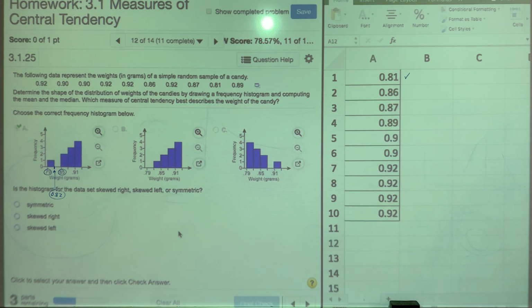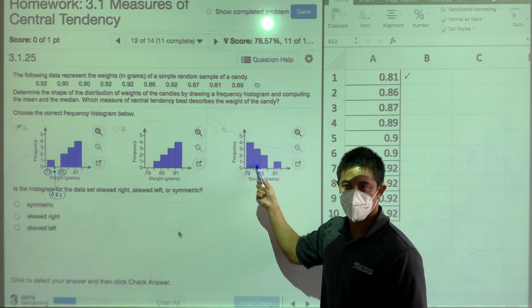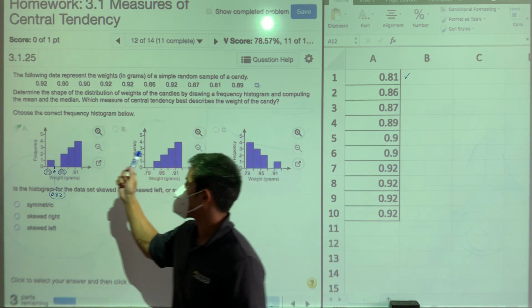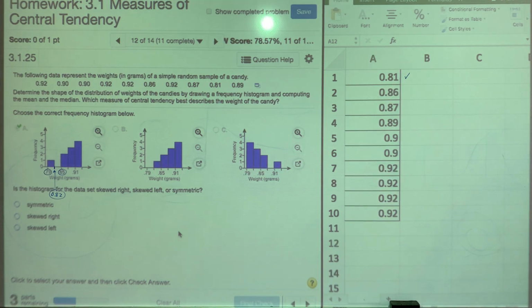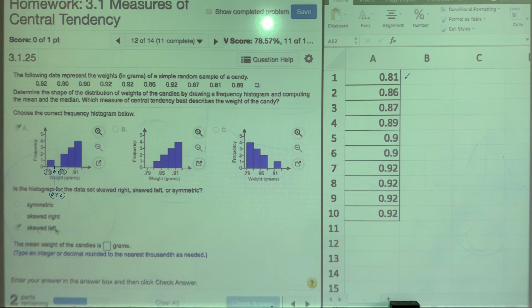The next question is: is the histogram for the data set skewed right, skewed left, or symmetric? Well, this is skewed right. Even though it's missing a little bit, it's still skewed right. This is skewed left, even though it's missing a little bit here. So this would be skewed left. You guys follow? Okay. So even if it misses a little bit, you're looking at the overall general shape of it. It doesn't have to be a perfect skew right, skew left, symmetric or uniform for it to be categorized as that.